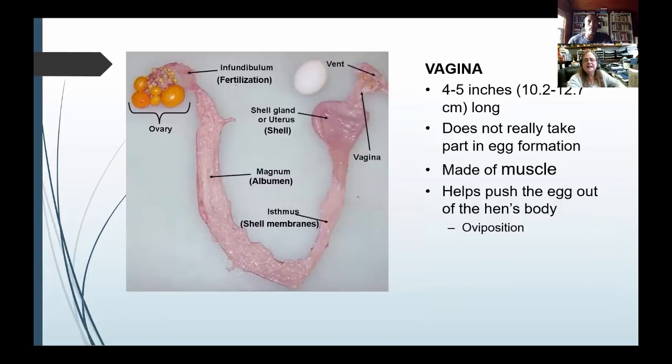The vagina is not really involved in egg formation. It's made of muscle, and it helps to push the egg out of the hen's body. It's called oviposition to lay an egg. That's the technical term for laying an egg.